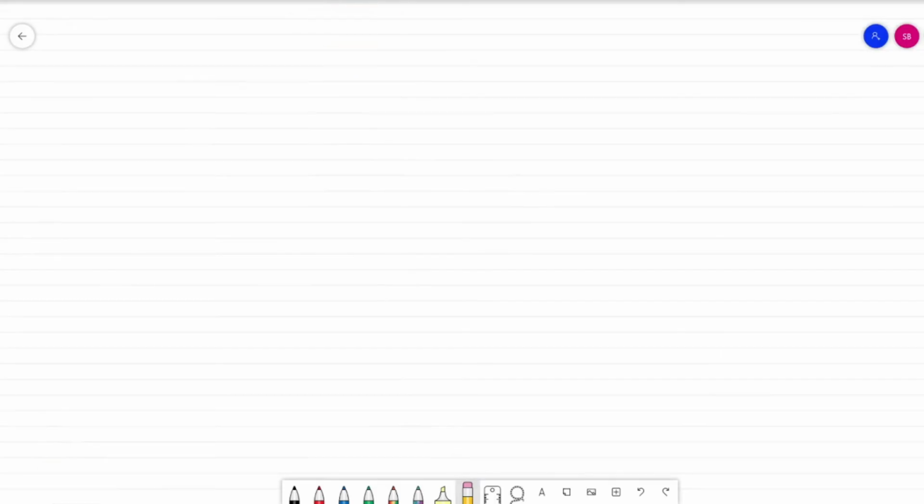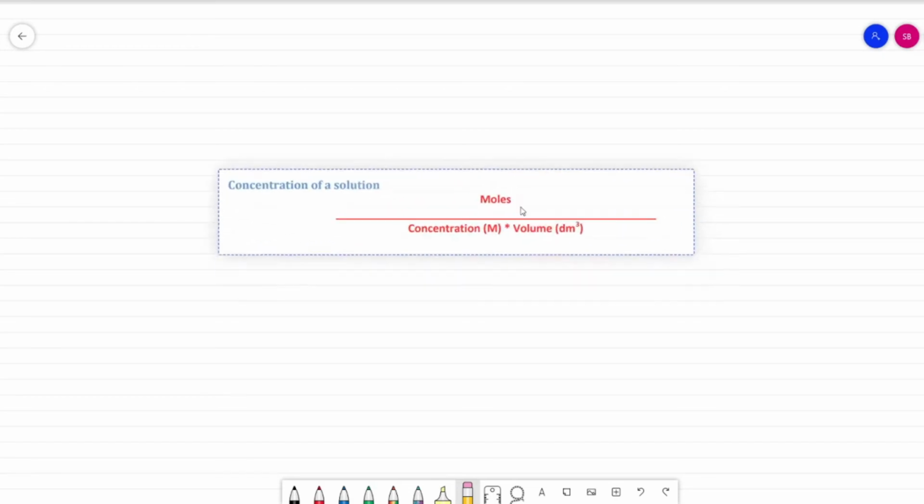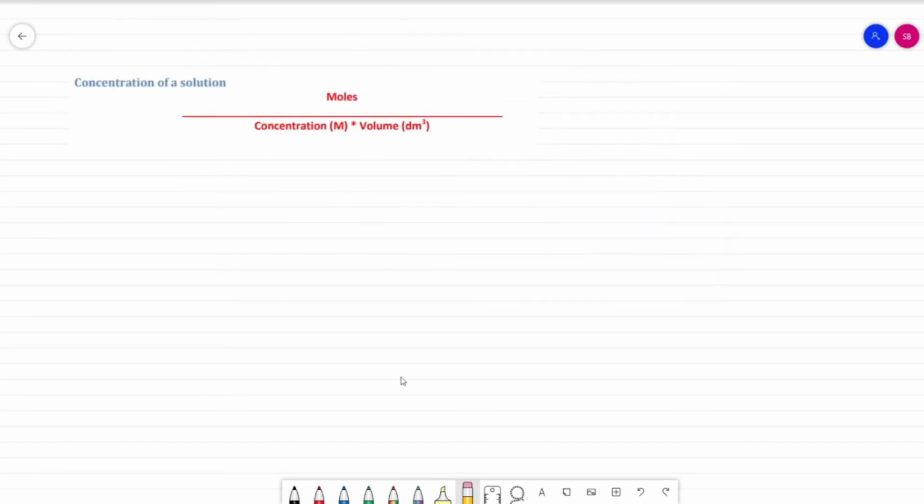And last but not least, you have to have a look at concentration, because sometimes they also ask you to find the concentration too. To find the concentration, we have another formula. You need to know these three formulas by heart because you will not be given them in the exam. So the last one is the concentration of a solution.